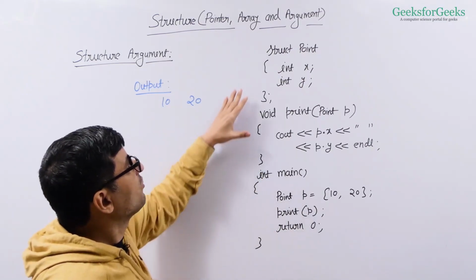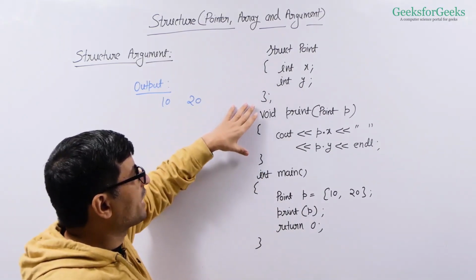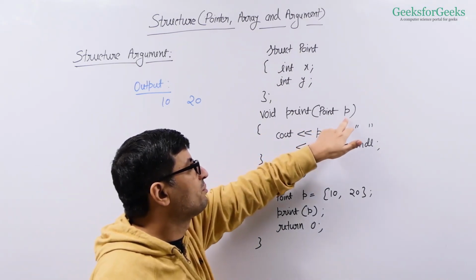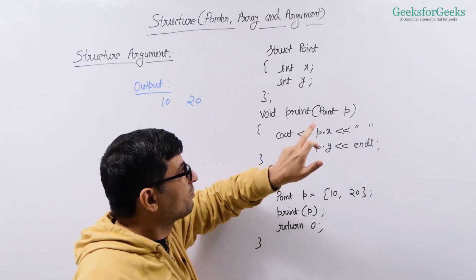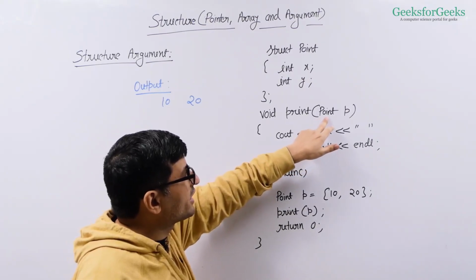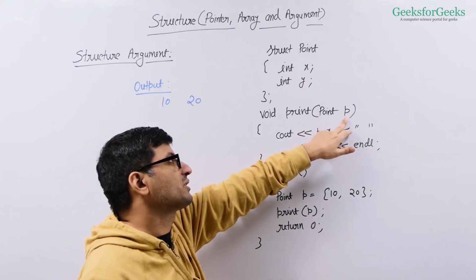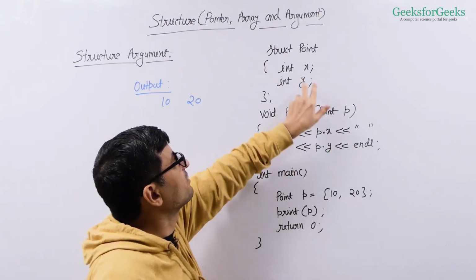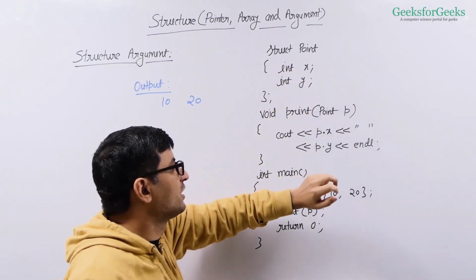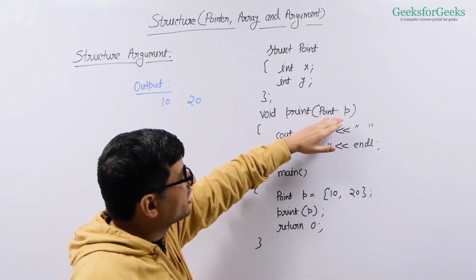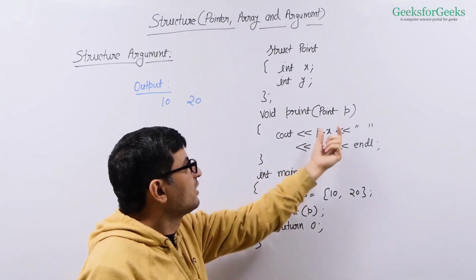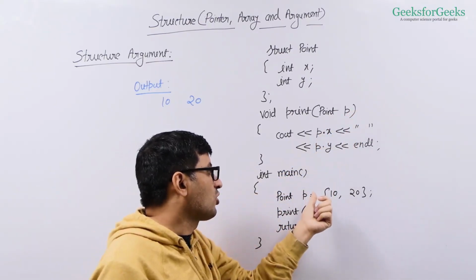Here is an example. We have a structure point, then we have a print function that takes a structure variable p as an argument. Please note that this syntax is similar to basic data types. We have point here as the data type, and this data type is the structure name in case of structures. So we pass a structure to it, and this is where we pass point p to it, right? And this p is a copy of this p.